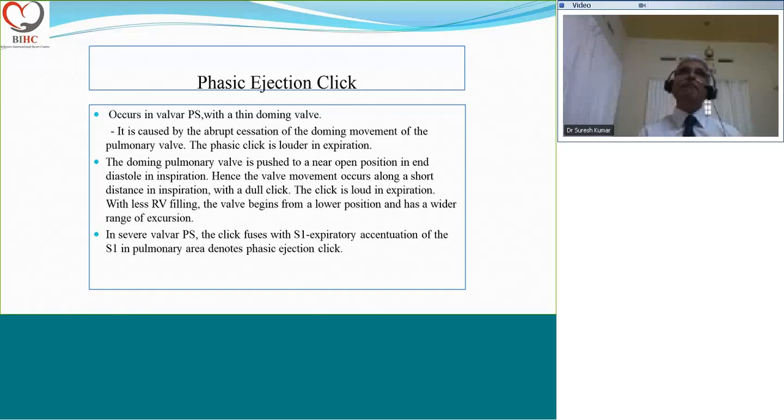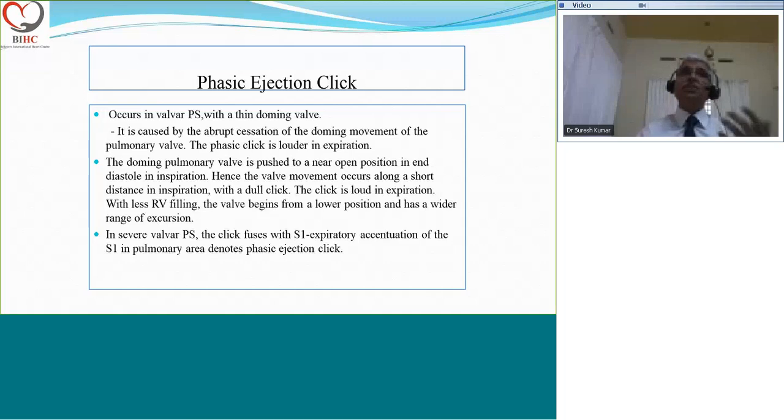Why does it behave like this? This is because the doming pulmonary valve is pushed to a near open position in end diastole in inspiration because the RV is full. And therefore, with the onset of systole, the range of excursion of the pulmonary valve is very short, and therefore the click is dull. On the other hand, in expiration, the RV is less full and the pulmonary valve starts opening from a lower position. This wider range of excursion allows the pulmonary valve to dome more completely and generate the click.